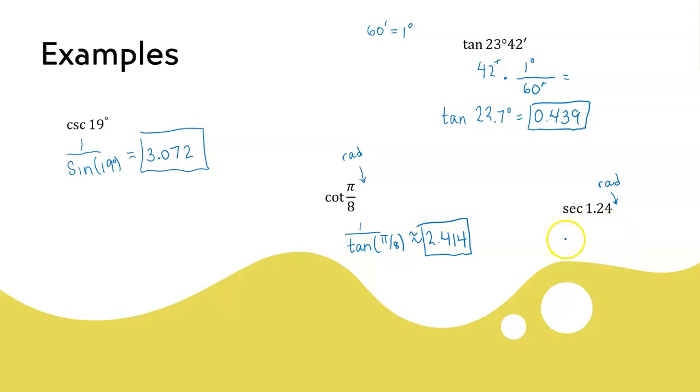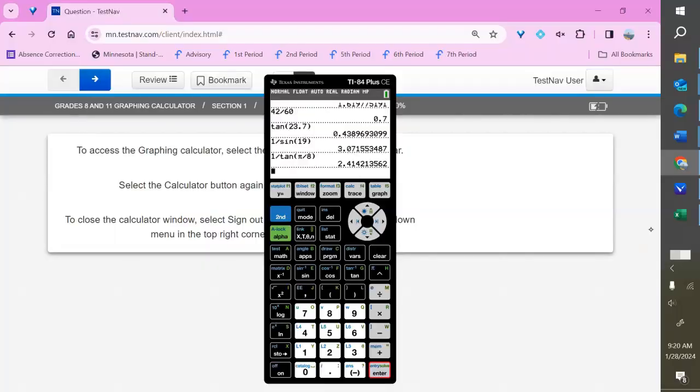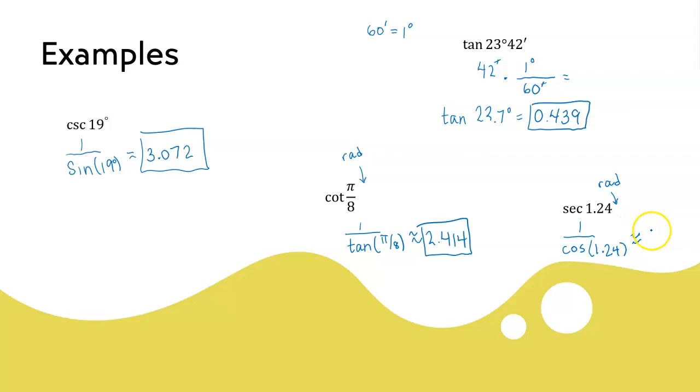Even though this one doesn't have a pi on it, I know it's radians because there's no notation on it. So I'm just going to do 1 over cosine of 1.24 to get the secant of 1.24. That's 1.079. And that's how we use our calculator. Please make sure you're comfortable with changing your mode. Please pay attention to what your mode is.